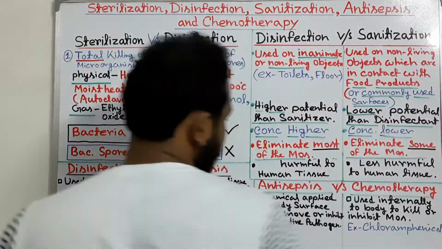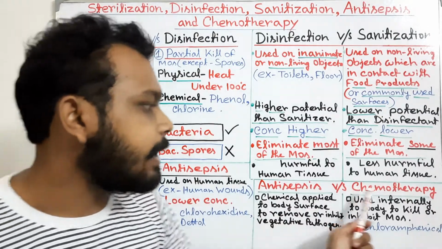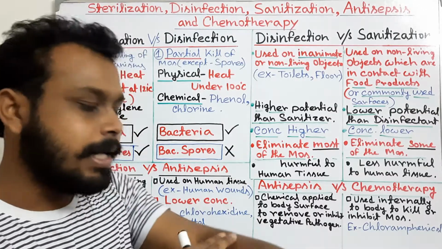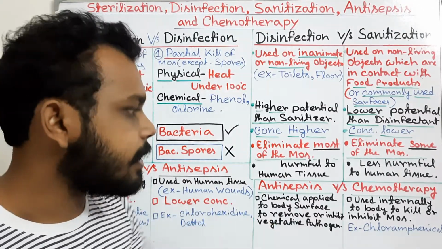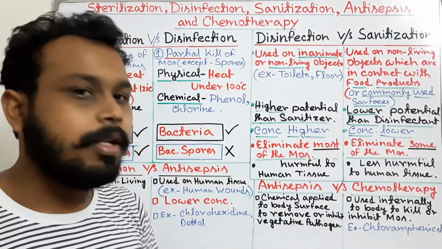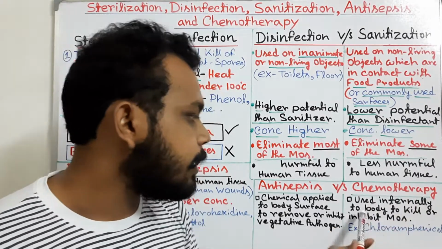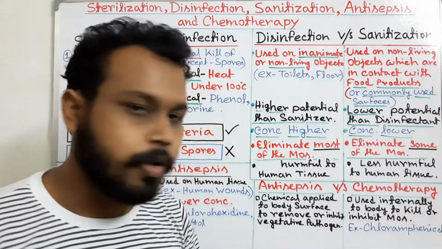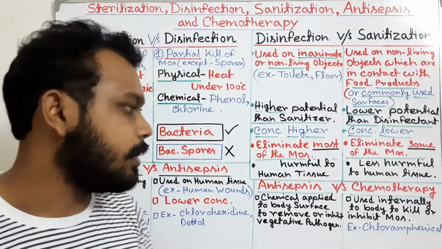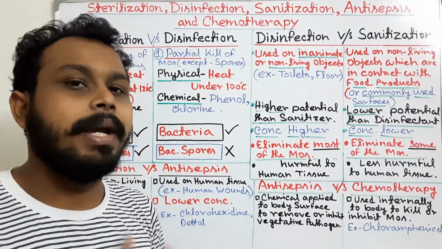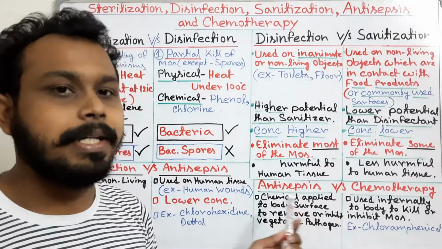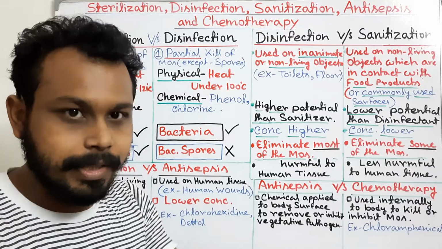And the last difference is between antisepsis and chemotherapy. We know that antiseptics are used on the surface of the human body, but chemotherapy is used to kill microorganisms internally in the body. So chemotherapeutic agents are used inside the body to kill or inhibit microorganisms, for example chloramphenicol, which is a synthetic antibiotic. These are used to kill or inhibit the growth of microorganisms inside the body, but antiseptics are used outside, on the human body surface.